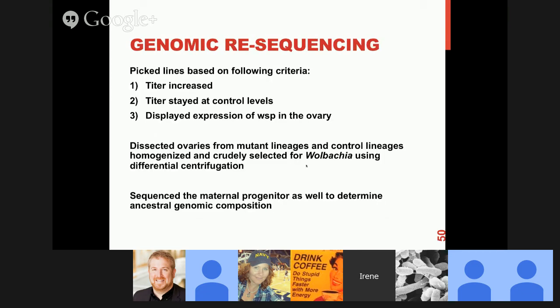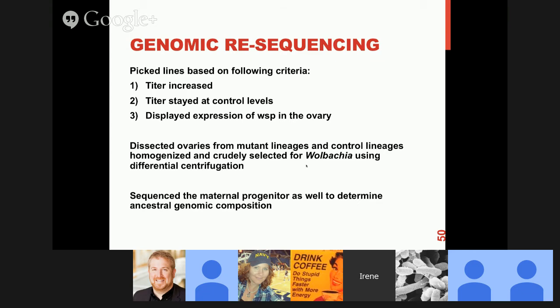So the obvious thing to do at this point, since we have some phenotypes, some mutants that seem to recover and now can colonize these mutant hosts fine, we sequenced the genomes to see whether or not we could find any differences in these mutant lines that could potentially explain the titer increase or the expression of WSP.